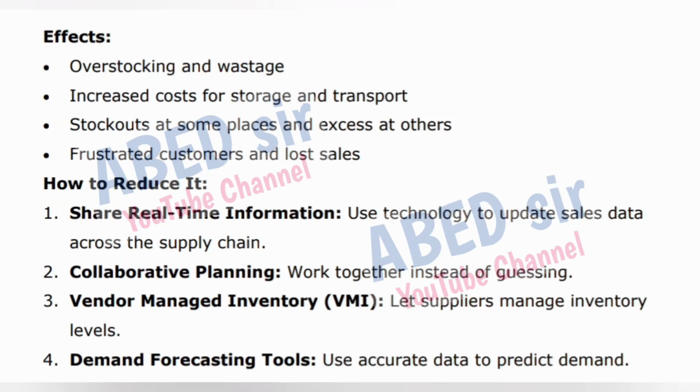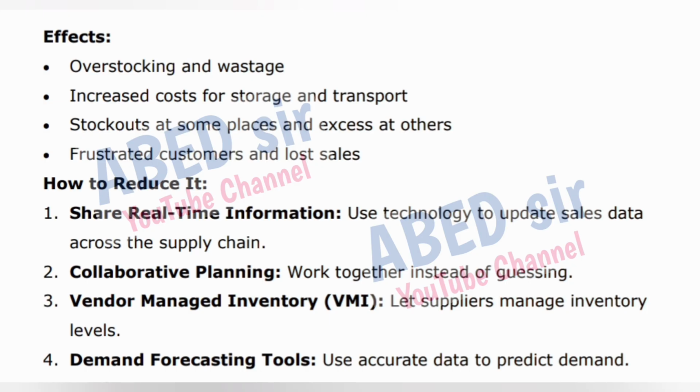Effects: overstocking and wastage. Increased costs for storage and transport. Stockouts at some places and excess at others. Frustrated customers and lost sales. How to reduce it? 1. Share real-time information. Use technology to update sales data across the supply chain. 2. Collaborative planning. Work together instead of guessing.